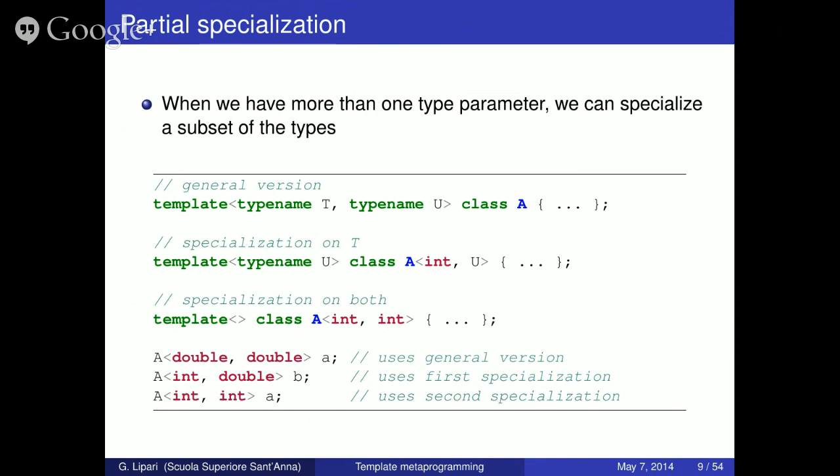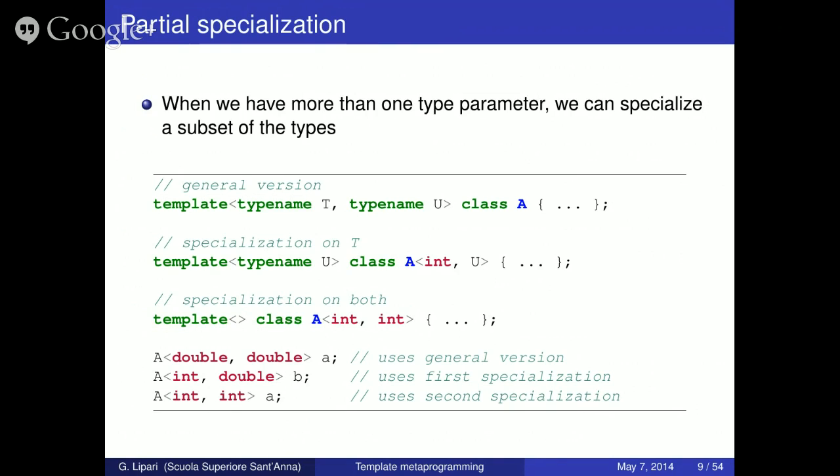So the compiler performs a sort of pattern matching. It's going to look at all possible versions to see which one matches better. So it looks for the best match. The best match for a double-double is the general version. The best match for int double is the second version. And the best match for the third one is the third version. If you specify, for example, double int, the best match is the general version.